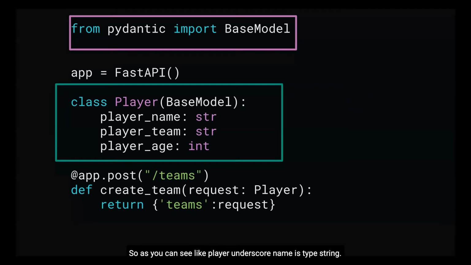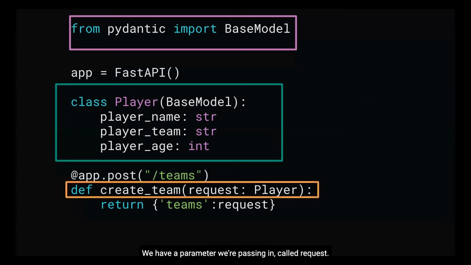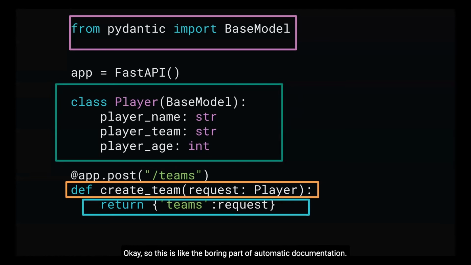So as you can see, player_name is type string, player_team is type string, player_age is type int. And inside our function definition, we have a parameter we're passing in called request, okay? And this is of type player, okay? You're just saying, pass in this variable called request of type player. And it returns a dictionary, okay? So this is like the boring part of automatic documentation. So let's get to some really awesome stuff.